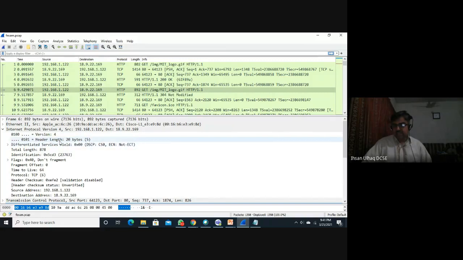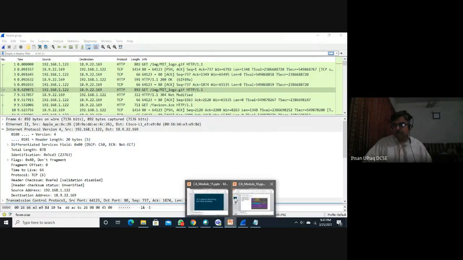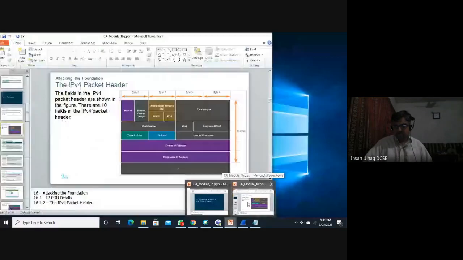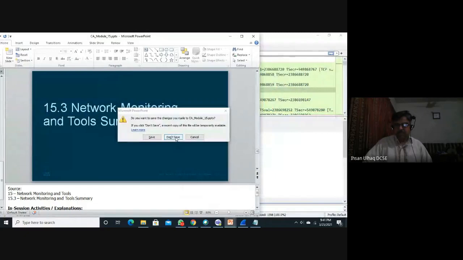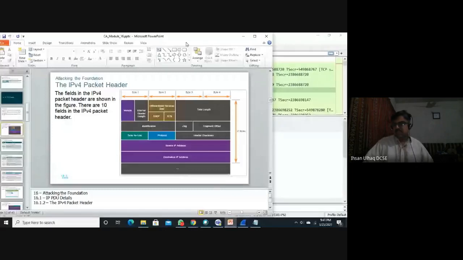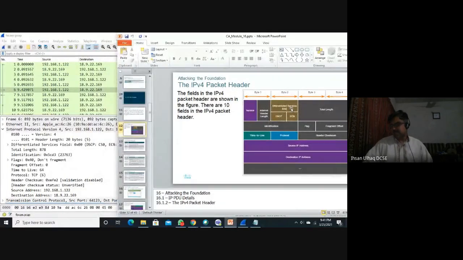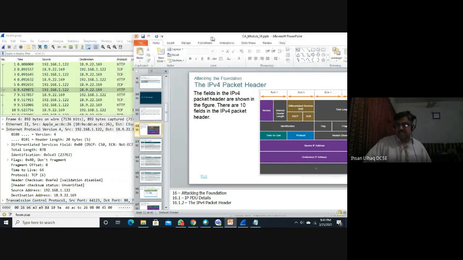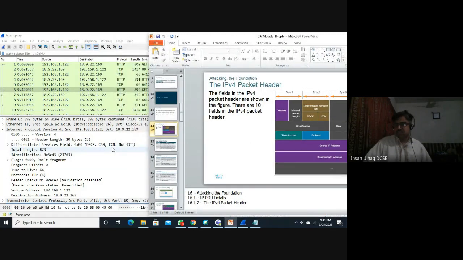Then after this header length, what do you have, gentlemen? Here is the differentiated services, which is the second byte. Among the differentiated services, the first 6 bits represent the DSCP, the differentiated services code point. You can see here the differentiated services field. And the last 2 bits are the ECN, explicit congestion notification.